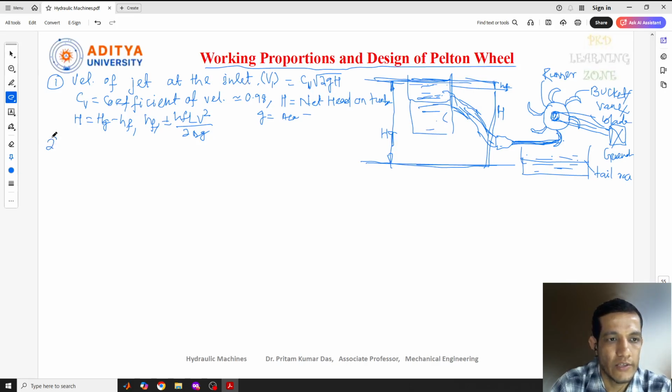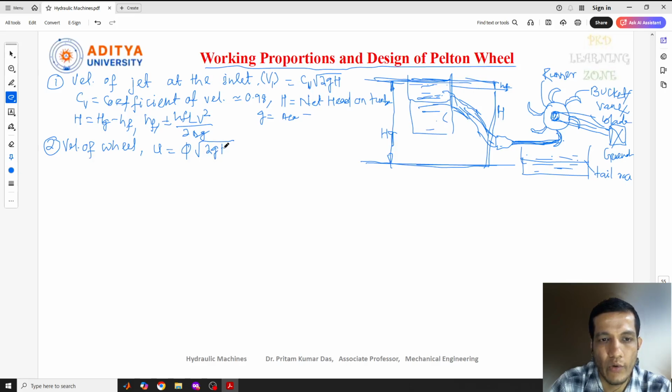Now the second one is the velocity of wheel. The velocity of wheel can be calculated, but we have two options. One is u equal to phi into root over 2gH.